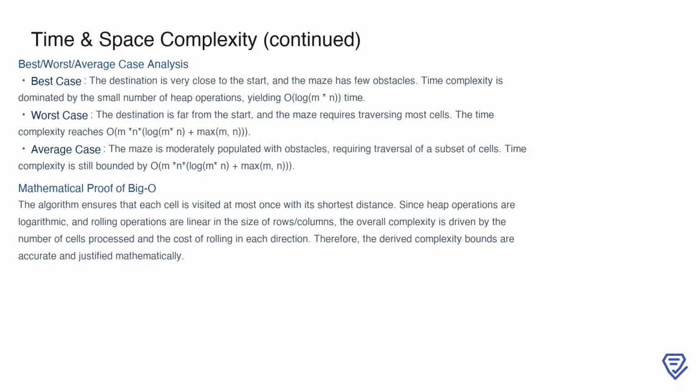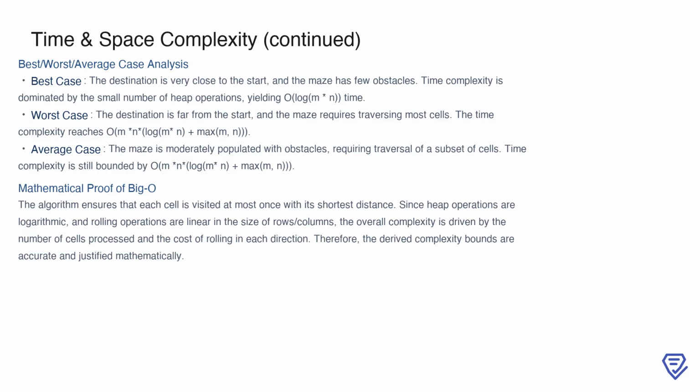In this scenario, the time complexity reaches O(m*n log(m*n) + max(m*n)). For the average case, the maze contains a moderate number of obstacles, and only a subset of cells needs to be traversed. However, the time complexity remains bounded by O(m*n log(m*n) + max(m*n)). The reason these bounds hold is rooted in the algorithm's design.